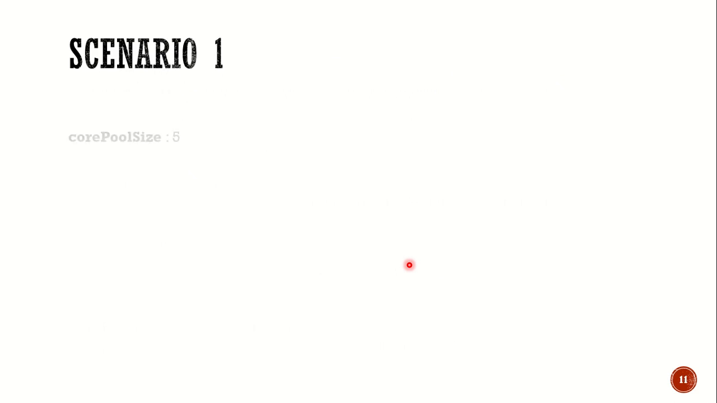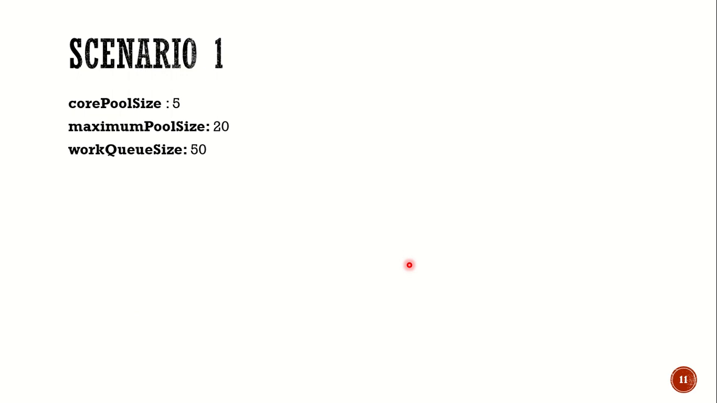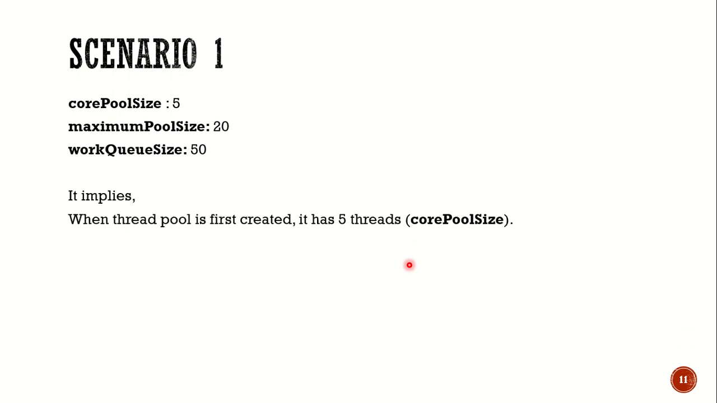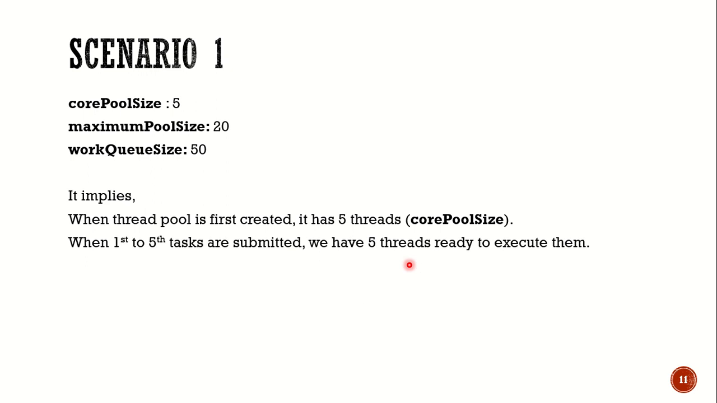Scenario number 1. We have set the core pool size to 5, our maximum pool size to 20, and our work queue size to 50. What does that imply? It implies when the thread pool is first created, it has 5 threads thanks to the core pool size parameter. And when the first 5 tasks are submitted, we have 5 threads ready to execute them.